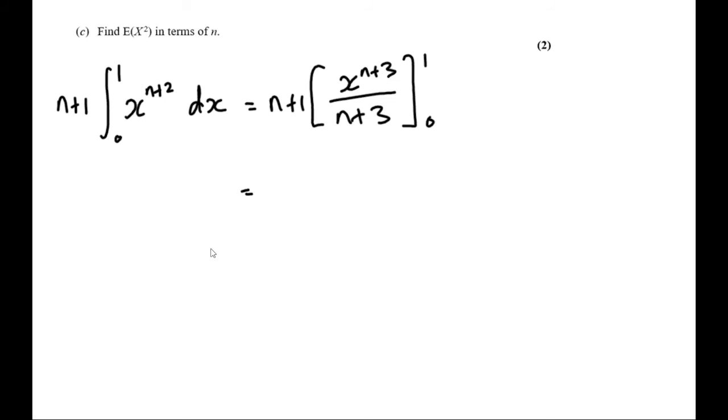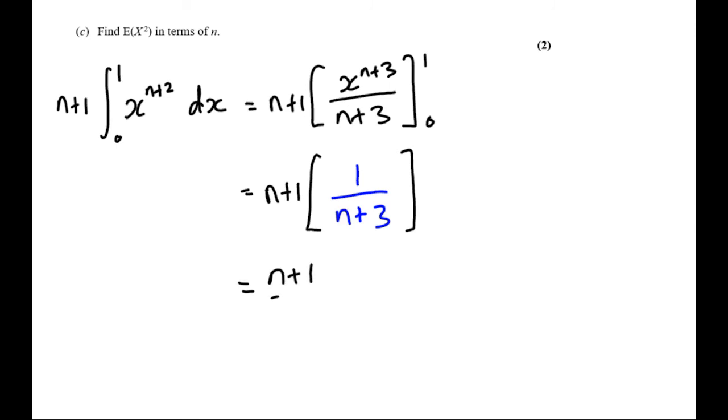As I substitute the values in, we're getting familiar with this now. A 1 substituted into there will be 1 to the power of n plus 3, which we know to be 1, over n plus 3. And substituting in 0 to that expression will give me minus 0. Simplifying, I should get n plus 1 over n plus 3. And that's my expectation of x squared.